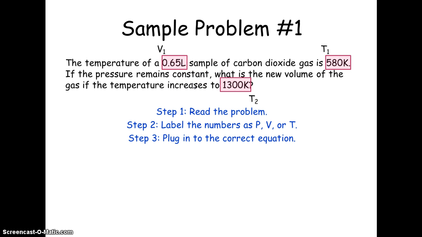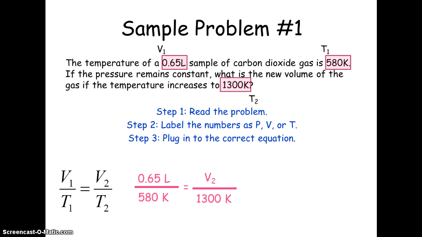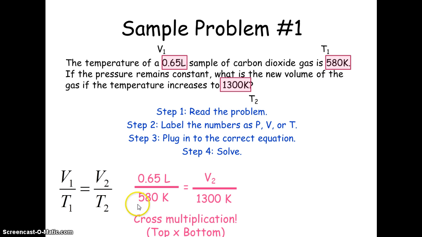So our last step is to plug these numbers into our equation. And our equation is V1 over T1 equals V2 over T2. So plug in the numbers, 0.65 divided by 580 is equal to volume 2 divided by 1300 Kelvin. Now the way that we solve this has to do with cross multiplication. That means we're going to multiply the top and the bottom by each other. So let's take a look at how we would solve this.